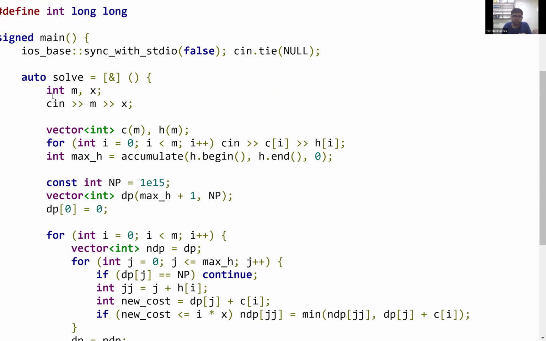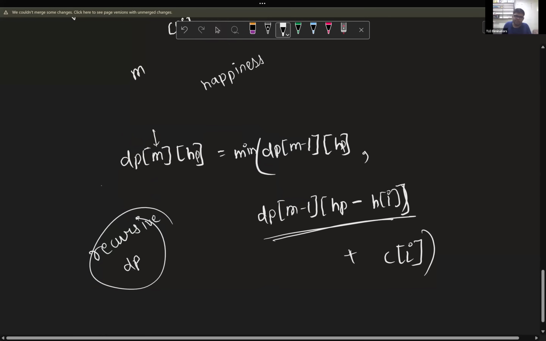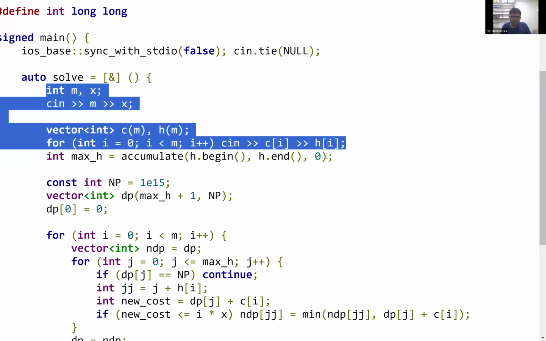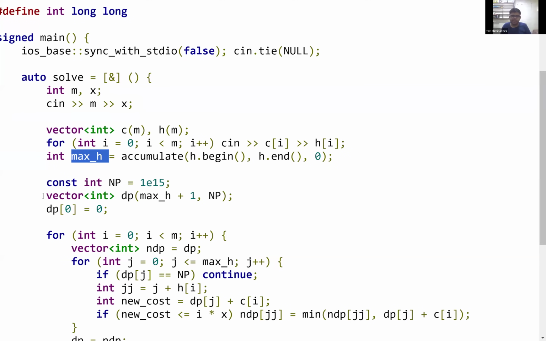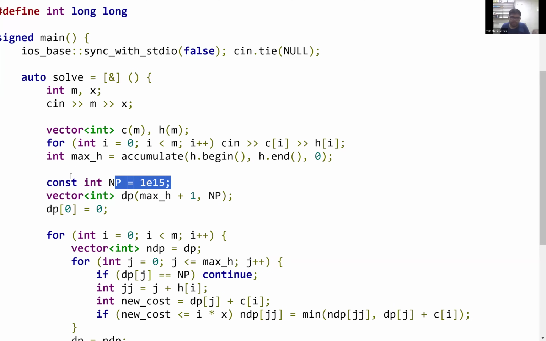So first of all, I'm taking the inputs till this place. Then for creating the DP array, you know that this needs to be of size only m, and this thing will never go more than the sum of all the h values. So I just created it with the value sum of h i for all i, calculated it, stored it in a variable, and then created a DP array with that size.